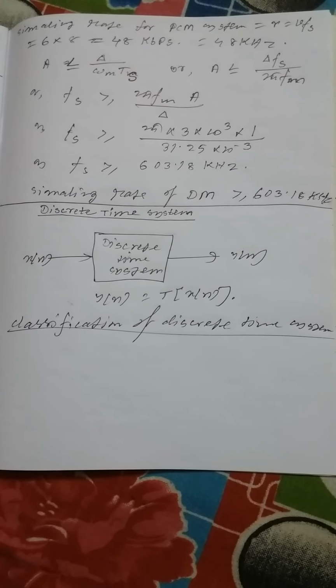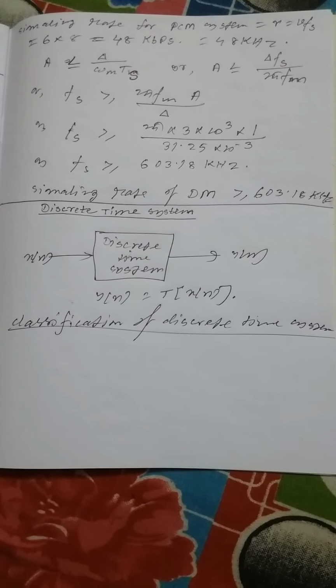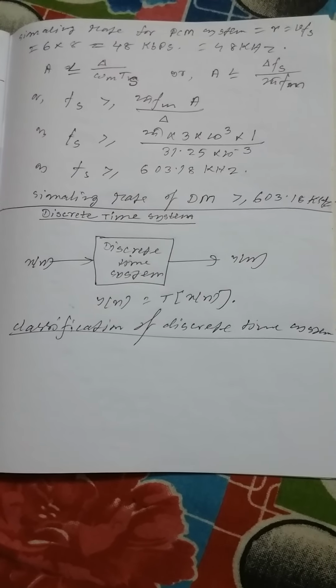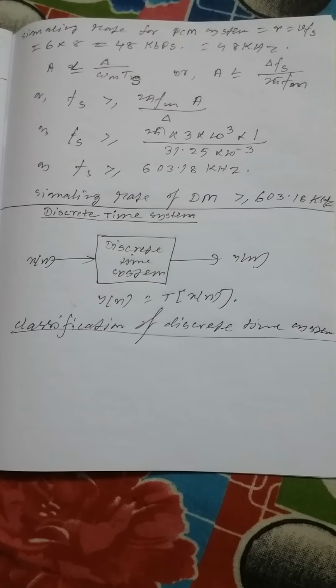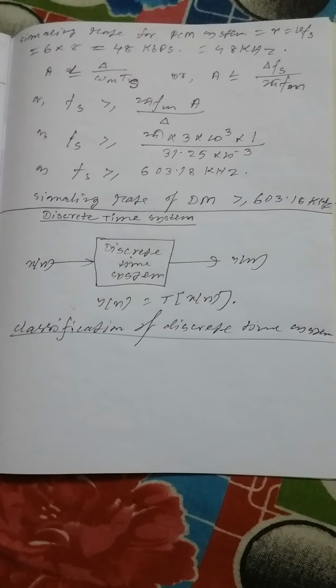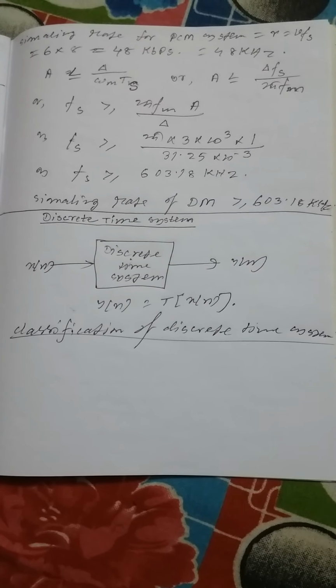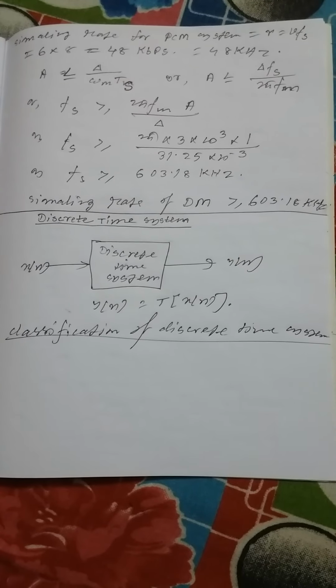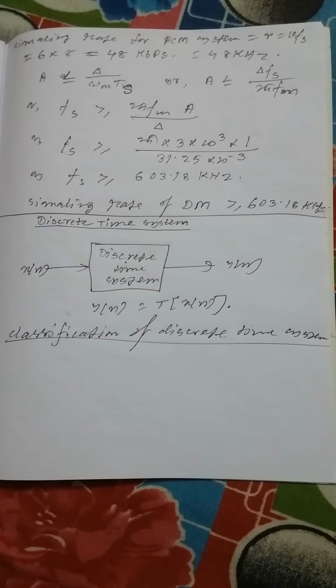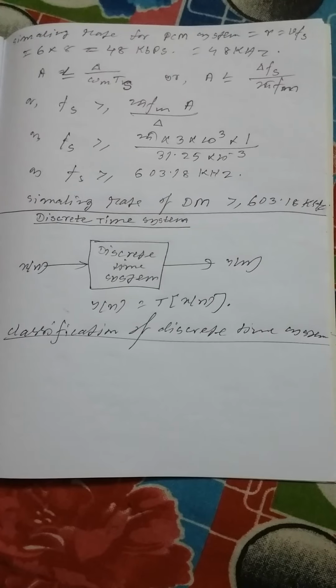A discrete time system is called static or memoryless if its output at any instant n depends on the input samples at the same time but not on past or future samples of the input. In any other case, the system is said to be dynamic or to have memory.